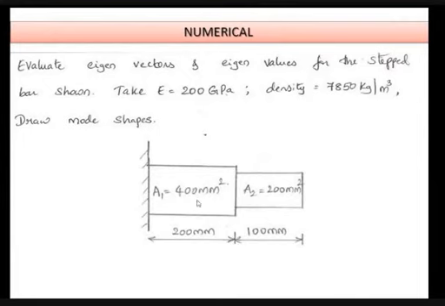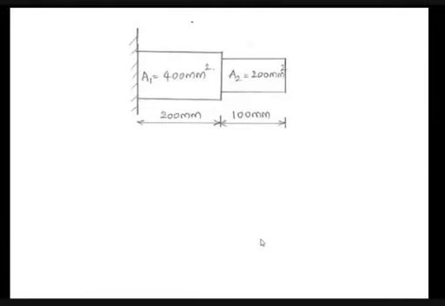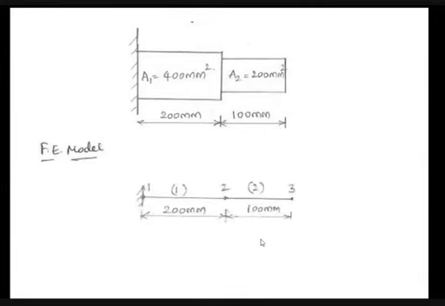I have A1 equal to 400 mm square, A2 equal to 200 mm square. Length of the first element is 200 mm. Length of the second element is 100 mm. So first, let us discretize this into two elements. Element 1 consists of node 1 and 2. Element 2 consists of node 2 and 3. So you already know area A1 and A2 and the lengths L1 and L2.